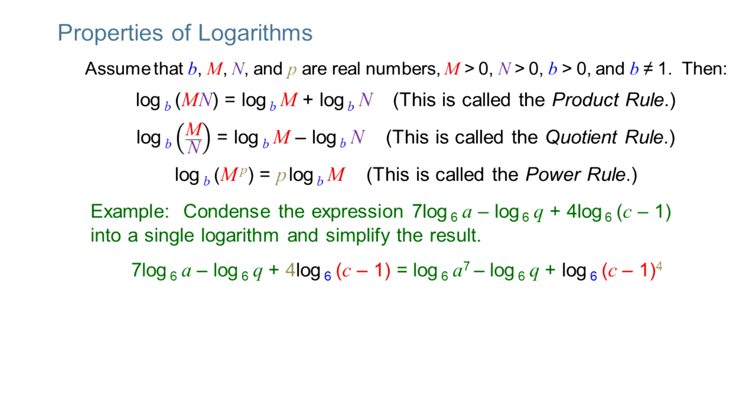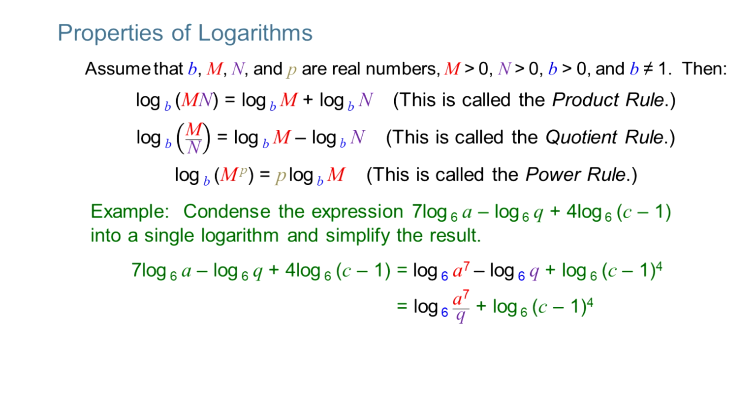For my next step, I'll use the quotient rule because there is a subtraction sign between the log base 6 of a to the 7th and the log base 6 of q. Again, note that I'm reversing the process that I used in the last example. Note that my b's changed to 6's, my m changed to a to the 7th, and my n changed to q.